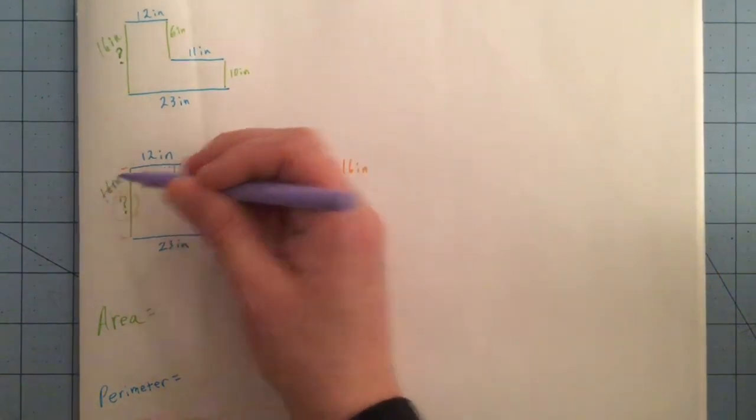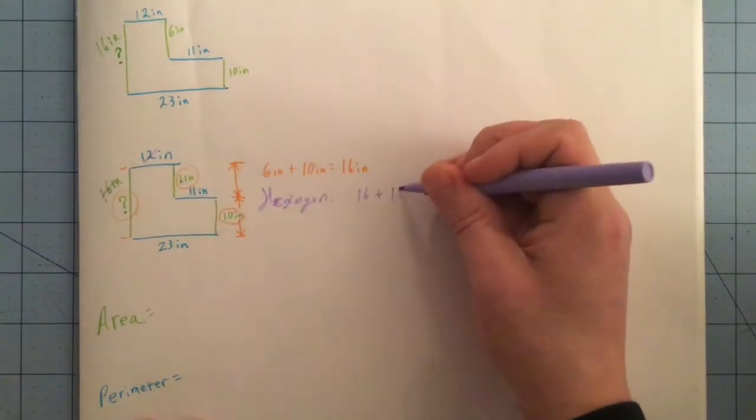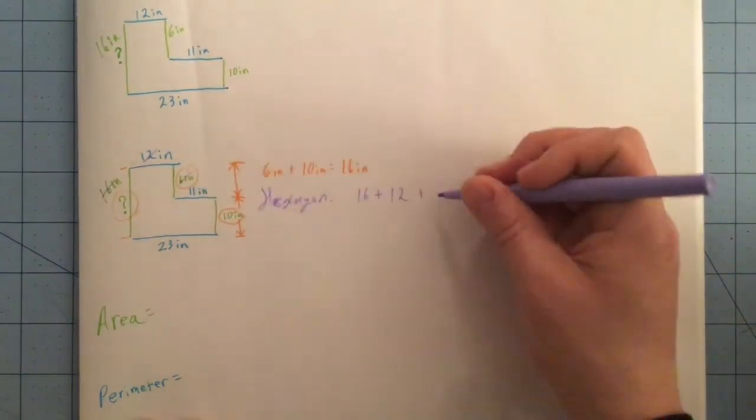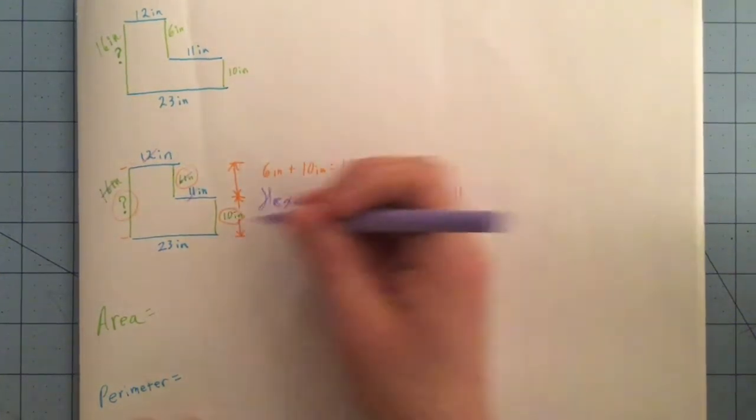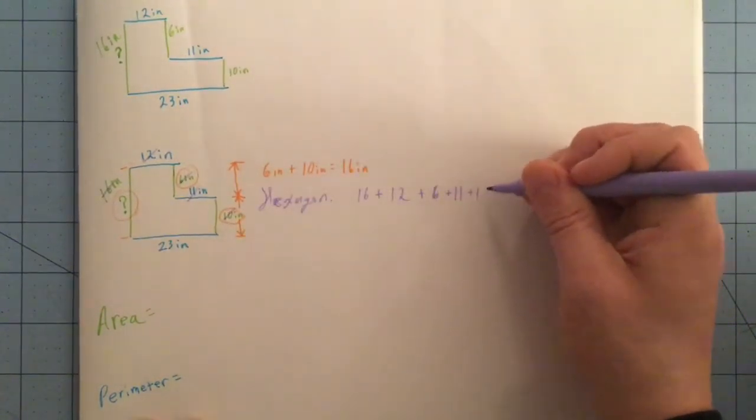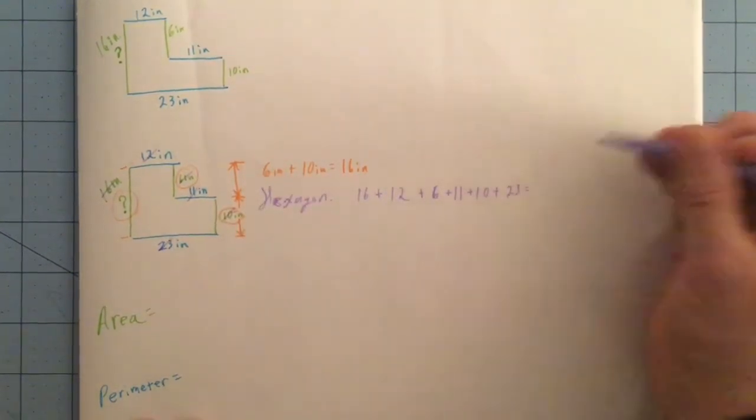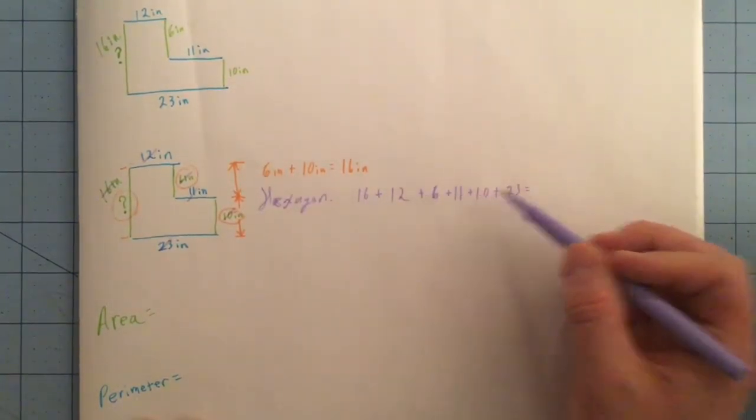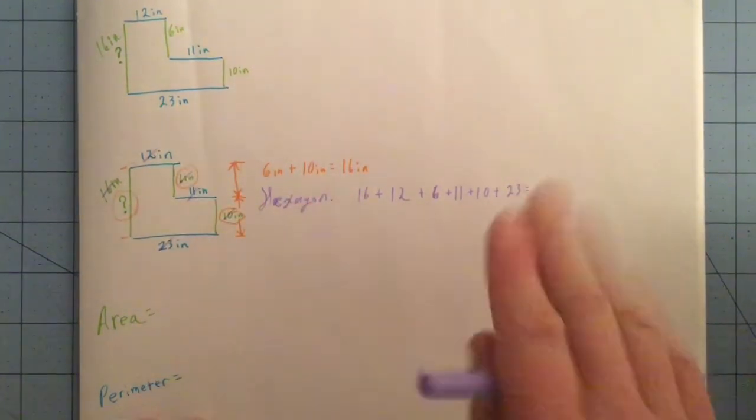So we've got 16 first, 12, 6, 11, 10, 23. I'm going to double check that. I got 1, 2, 3, 4, 5, 6 numbers. I've got 1, 2, 3, 4, 5, 6 sides. I didn't miss one. That's important.